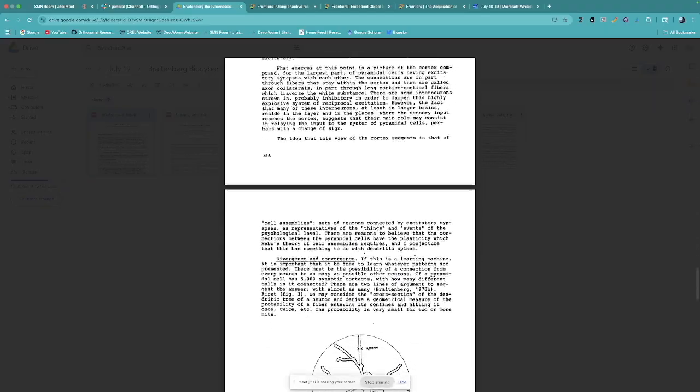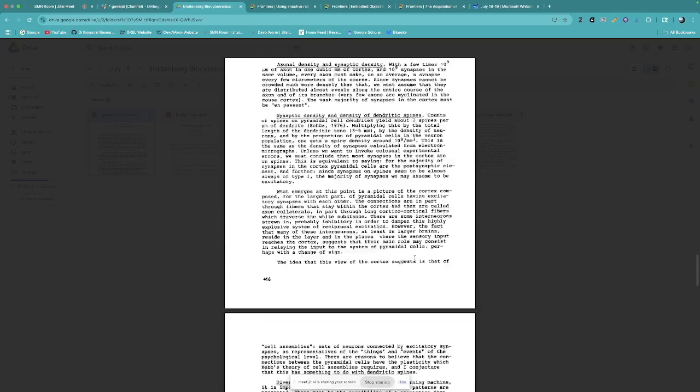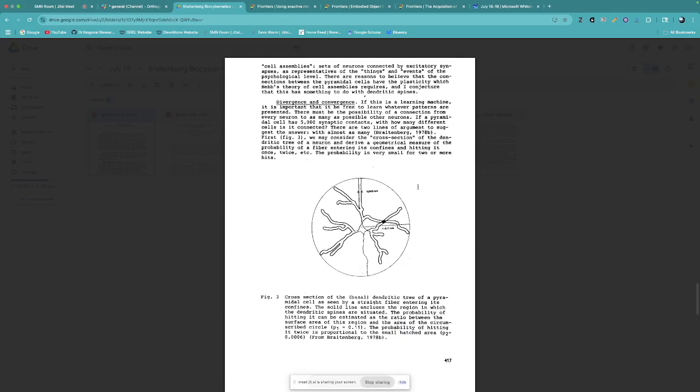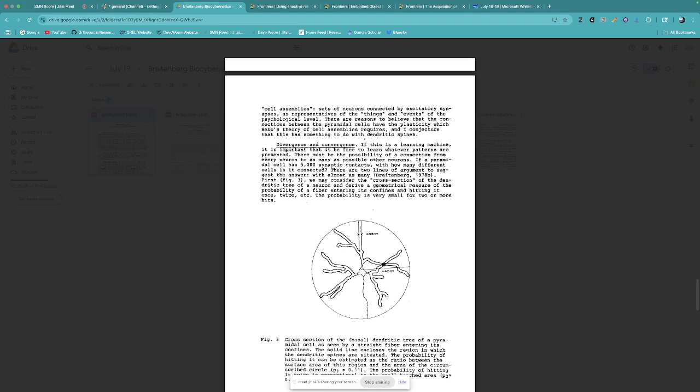So you go through all of this description, divergence and convergence. So this is interesting. If this is a learning machine, it is important that it be free to learn whatever patterns are presented. There must be the possibility of a connection from every neuron to as many as possible other neurons. If a pyramidal cell has 5,000 synaptic contacts, with how many different cells is it connected? So this is where we have one cell being connected to every other cell, having this fully connected architecture.